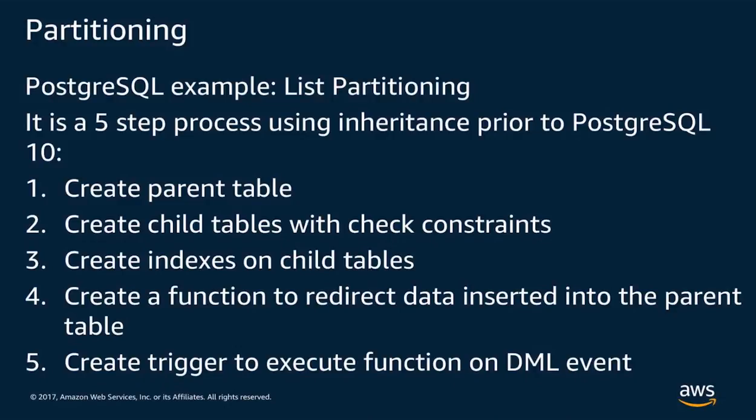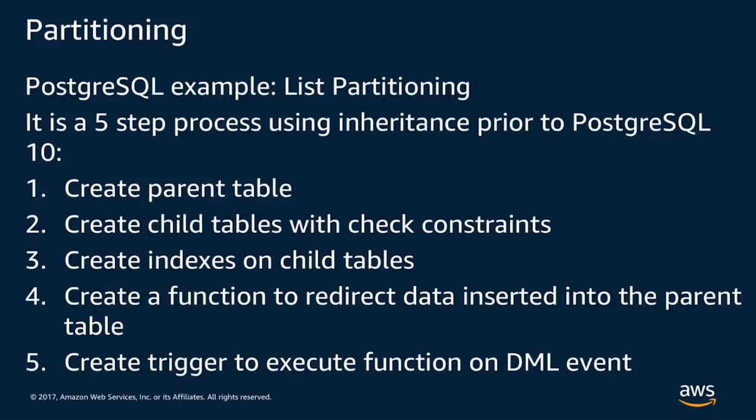so that the query optimizer chooses to do an index seek when you're querying the child tables, because like we talked about, one of the biggest advantages of partitioning is to be able to query larger data sets in a fast manner. So those indexes are going to be very important on the child tables. And then you create a couple of things. You create a function to redirect data inserted into the parent table into the appropriate partition. And you create a trigger to execute that function once a DML event occurs on that parent table.